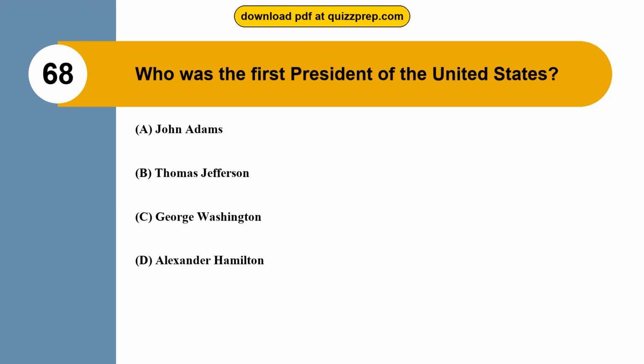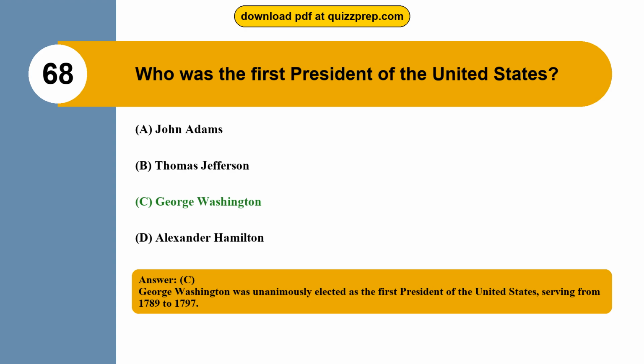Question 68. Who was the first president of the United States? Option A. John Adams. Option B. Thomas Jefferson. Option C. George Washington. Option D. Alexander Hamilton. The correct answer is option C, George Washington. George Washington was unanimously elected as the first president of the United States, serving from 1789 to 1797.